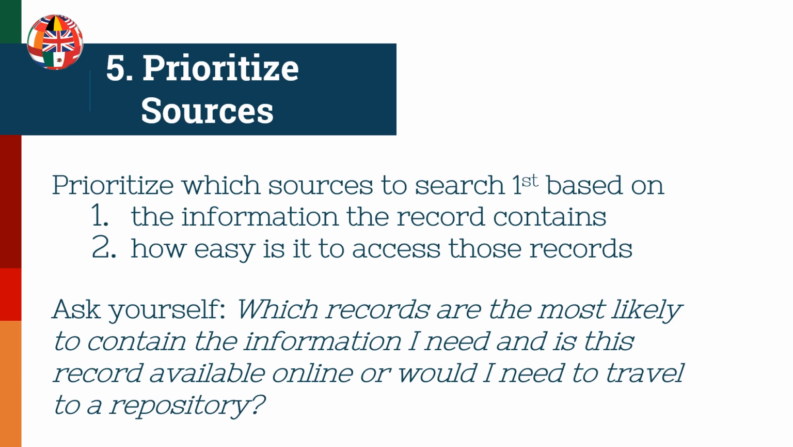The final step in creating a research plan is to prioritize which sources you should search first. This should be based on the information the record contains and how easy it is to access those records. So ask yourself, which records are the most likely to contain the information I need? And is this record available online, or would I need to travel to a repository?